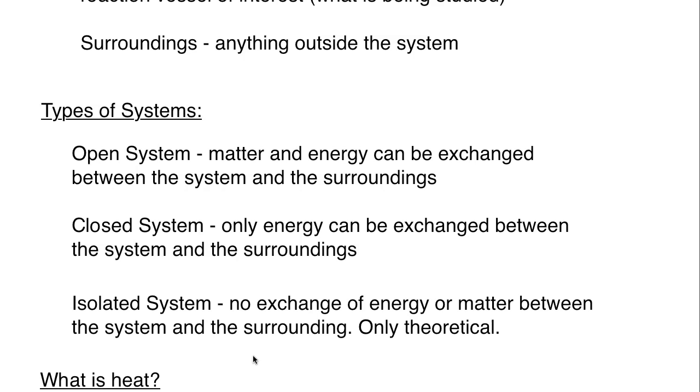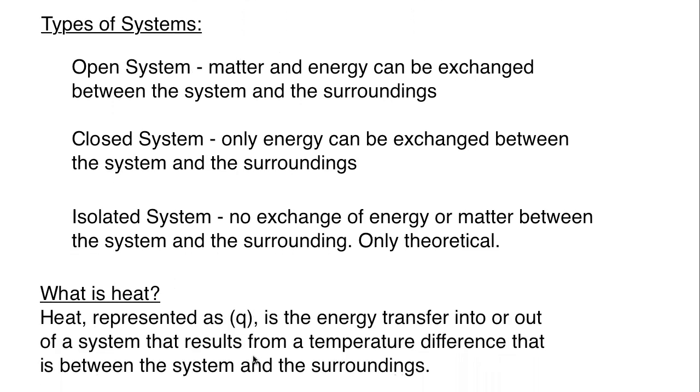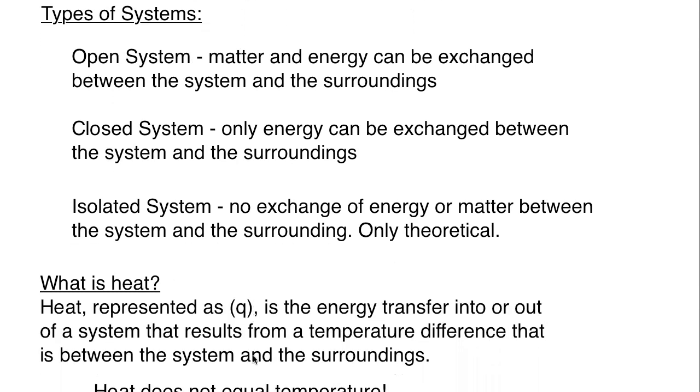And the last type of system is called an isolated system. Now, in an isolated system, you do not have exchange of energy or matter between the system and the surroundings. So this is only theoretical in nature. We have developed very, very strong, robust systems in terms of the ability to try to not let energy out. However, in theory, these are only theoretical. We do not have perfect isolated systems that exist.